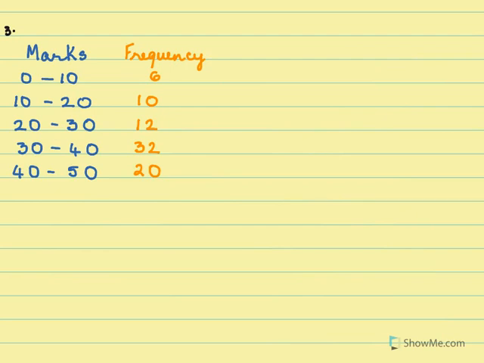Now for this next sum, we have been given marks and frequency. The meaning of this is there are 6 students who got marks between 0 and 10, 10 students who got marks between 10 and 20, 12 students who got marks between 20 and 30, 32 students who got marks between 30 and 40, and 20 students who got marks between 40 and 50. To find the mode, first we need to find the modal class. And the modal class is the class having the highest frequency. 32 is the highest frequency, so this will be the modal class.